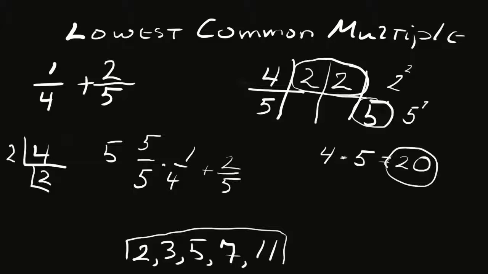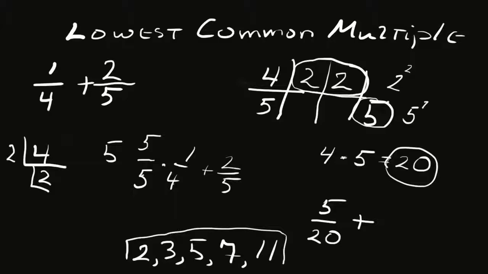When we multiply something by 1, or some equivalent of 1, we will change the form of the fraction, but not the meaning. So 5/5 times 1/4, well, in the numerator, 5 times 1 will give us a 5, and 5 times 4 in the denominator will give us a 20. So that's half of our problem solved.